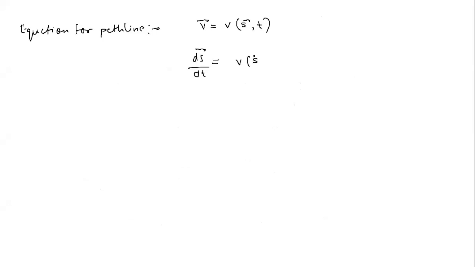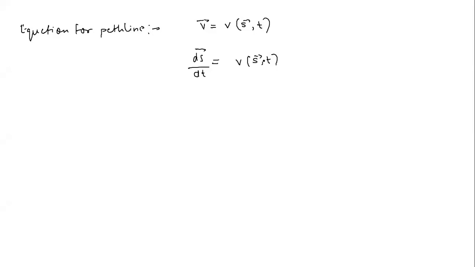The equation for path line is not very tough. It is very simple. The equation for path line is simply v vector, which you know is a function of s vector and t. Now just integrate: v vector is ds vector by dt, which equals v(s vector, t). If you take the Eulerian approach, the velocity vector is a function of some displacement s vector and time t.